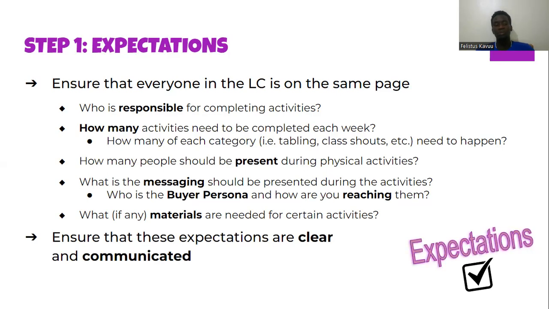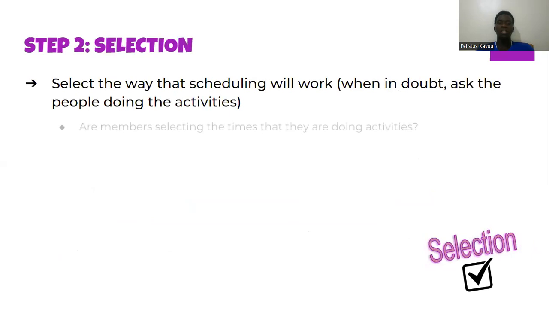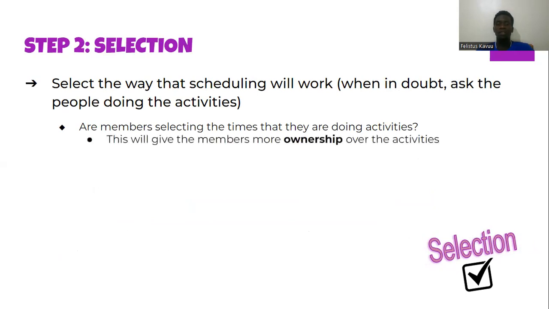Your expectation will be very remarkable if you consider all of these, and your expectations are tangible and everyone understands them. The second step is selection. In selection, you need to select the way that scheduling will work when people are doing the activities, or members selecting times for doing activities. If another member is in class, then you have an LOC meeting. So you need to align your content with their timeline.